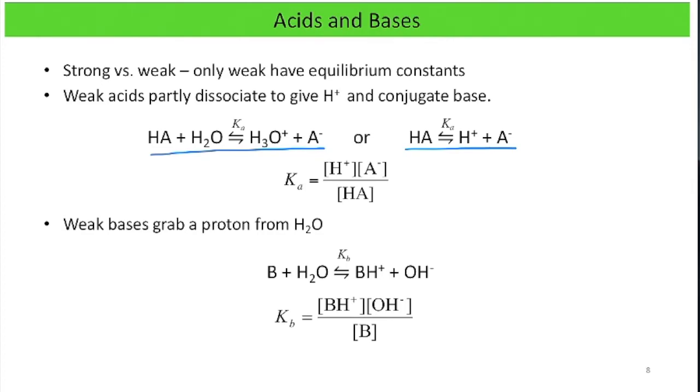And the equilibrium expression for that, again, same as any other equilibrium expression, is the concentration of products over the concentrations of reactants. So it's going to look like this. Weak bases are similar. So we have a base plus water producing the conjugate acid and OH minus. And again, we're not going to include water in this equilibrium expression because water is a pure liquid, and just like solids, they're not included in equilibrium expressions.